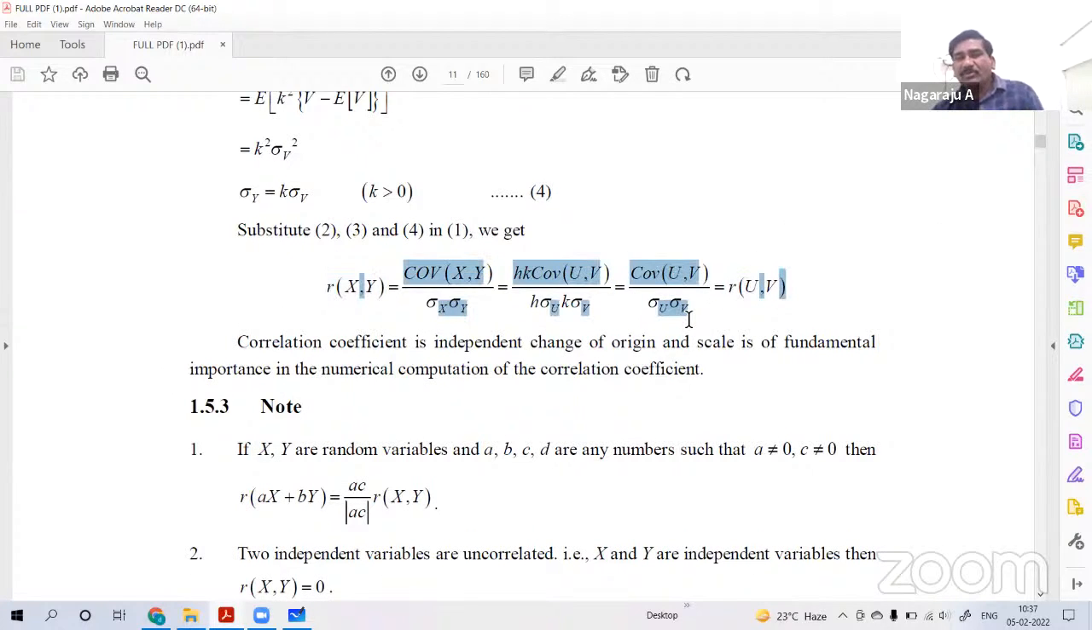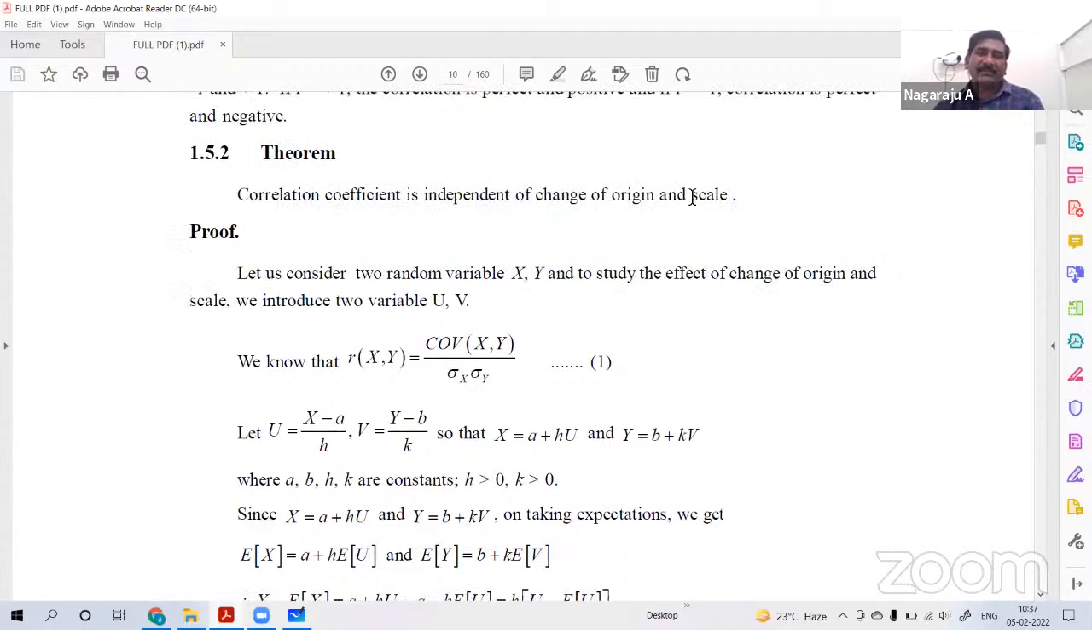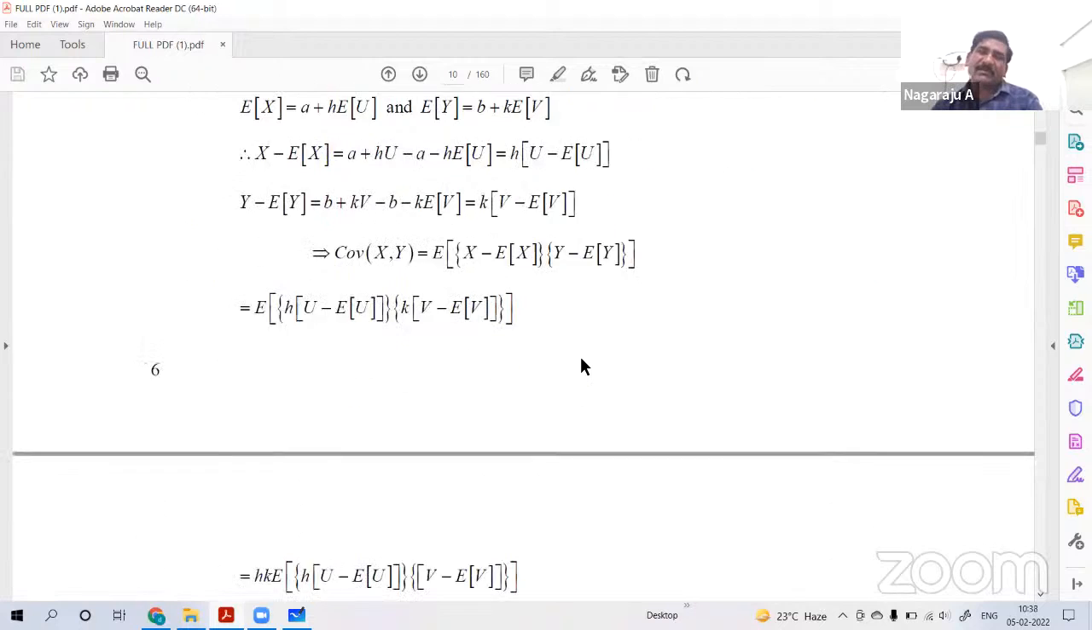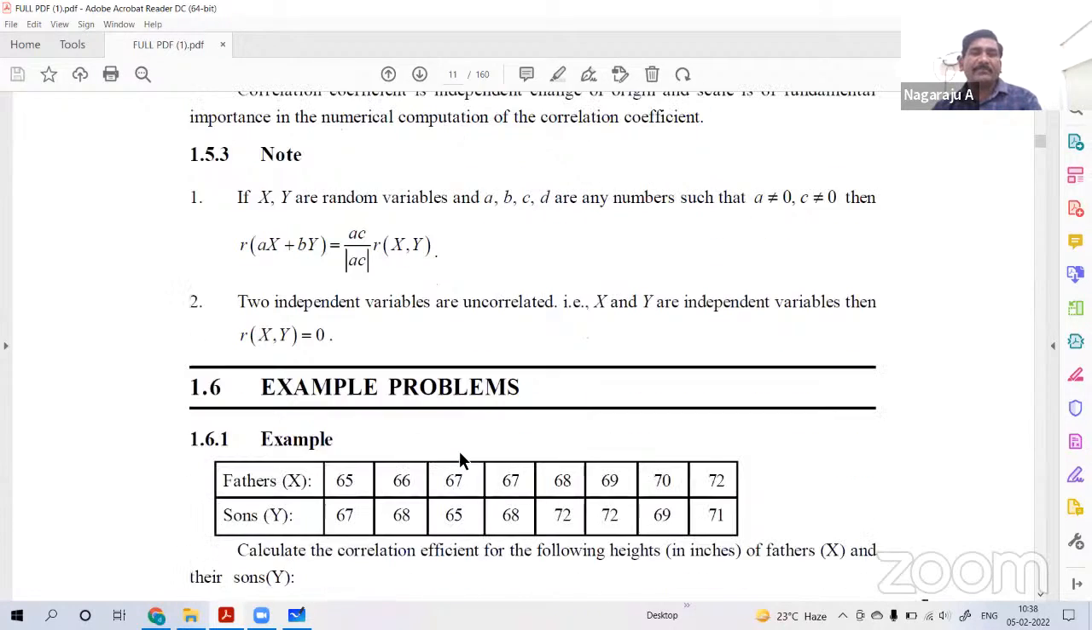Therefore, the correlation coefficient is independent of changes of origin and scale, which is a fundamental improvement in the numerical computation of the correlation coefficient. So that is our required definition of independence of changes of origin and scale. The correlation coefficient is always independent of changes of origin and scale. So here, R of U comma V does not change; the value will not change. This is the overall idea about it.